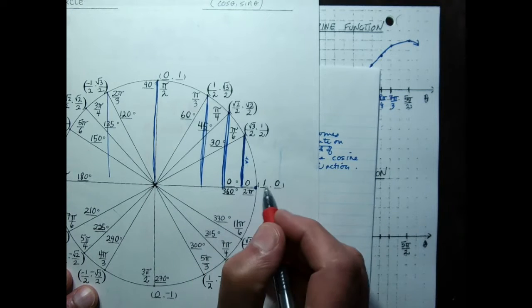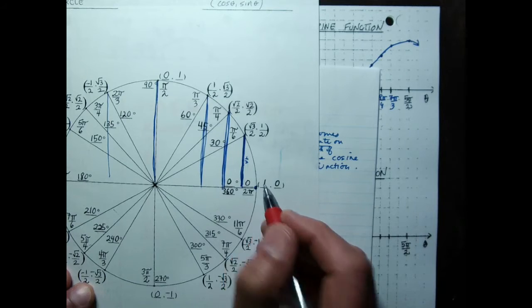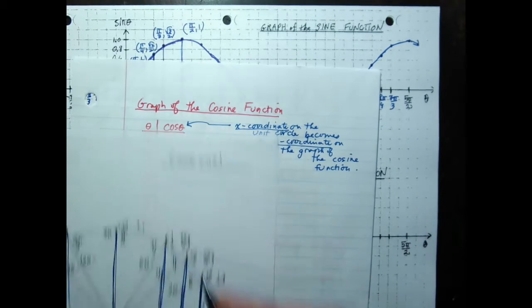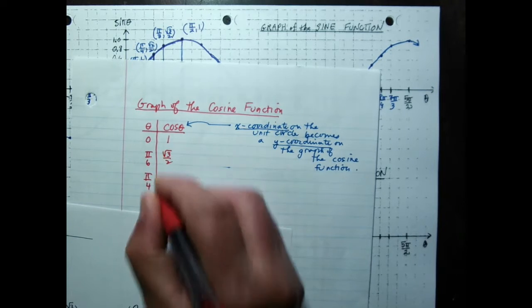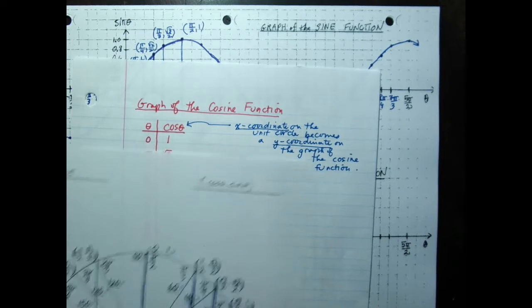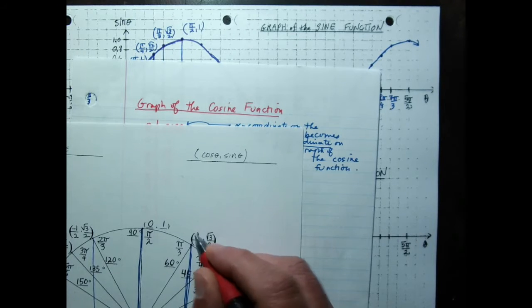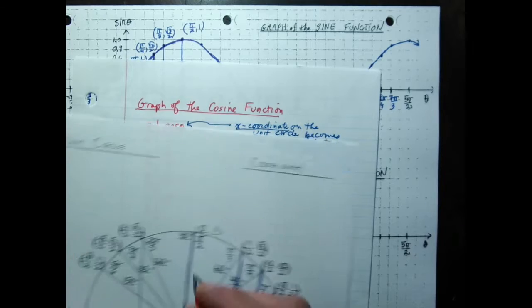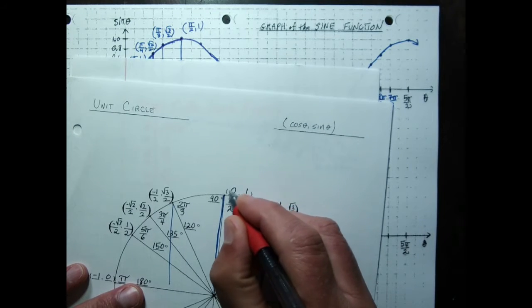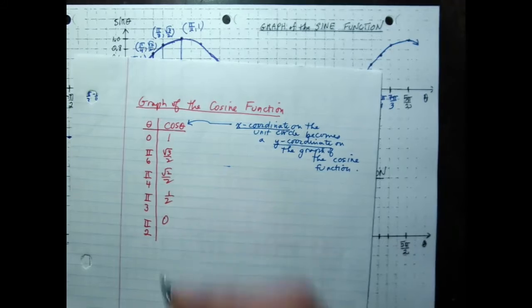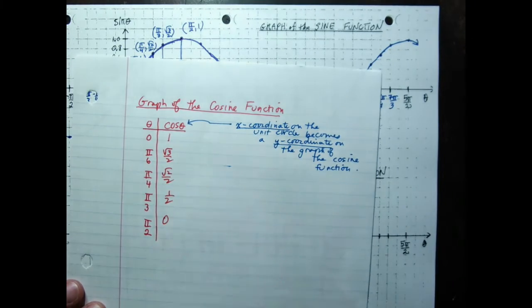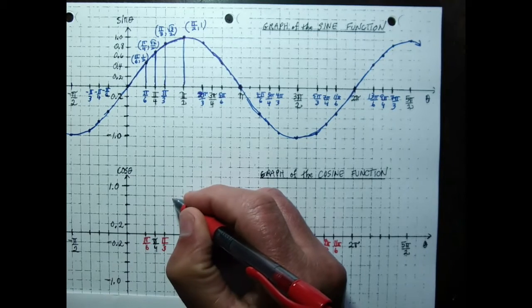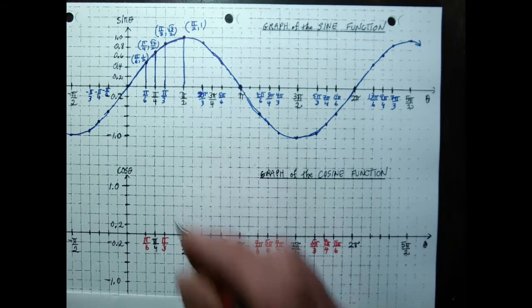So at 0, cosine's an x coordinate. So we're taking x coordinates on the unit circle. 1 for 0. Square root of 3 over 2 at pi over 6. Square root of 2 over 2 at pi over 4. At pi over 3, the cosine is a half. And at pi over 2, the cosine, the x coordinate, is 0. But now these numbers that we just said were x coordinates on the unit circle are going to become y coordinates of points on the graph of the cosine function.